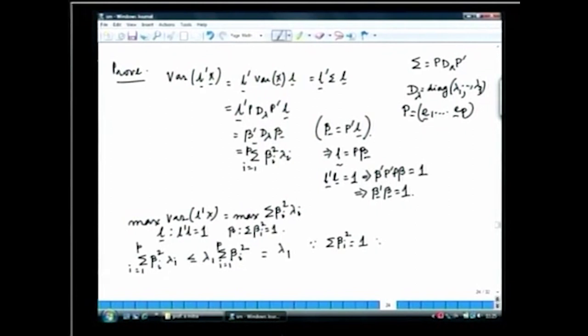So, I have achieved that the maximum of variance of L prime x, maximum over L such that L prime L is equal to 1, is nothing but lambda 1, because I have shown that this variance of L prime x is nothing but this summation beta i square lambda i, and the condition is nothing but summation beta i square equal to 1. And then I have shown that I can obtain an upper bound of this term, and it is nothing but the maximum eigenvalue lambda 1. So, this has been shown: the variance of L 1 prime x under the condition L prime L equal to 1, the maximum of that is equal to lambda 1.